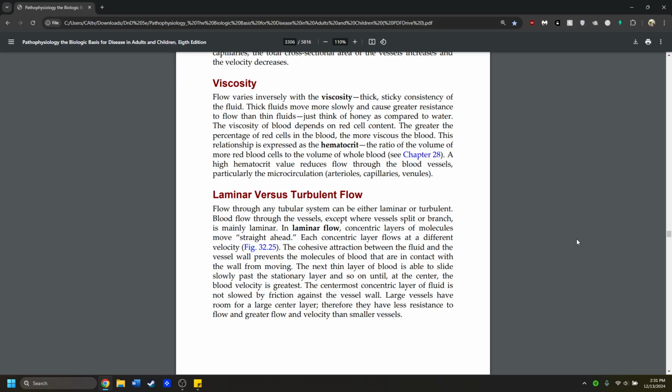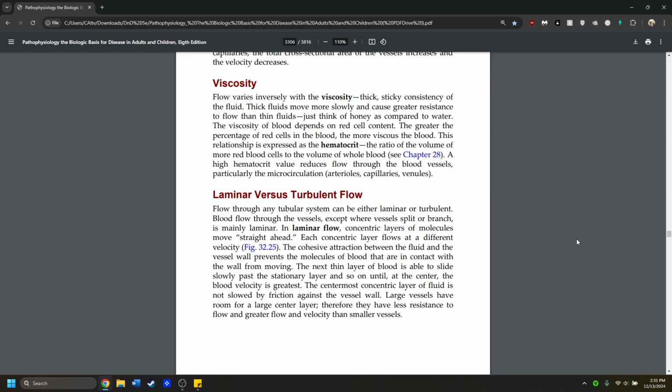The relationship is expressed as the hematocrit, the ratio of the volume of the red blood cells to the volume of whole blood. A high hematocrit value reduces flow through the blood vessels, particularly the microcirculation in the arterioles, capillaries, and venules.